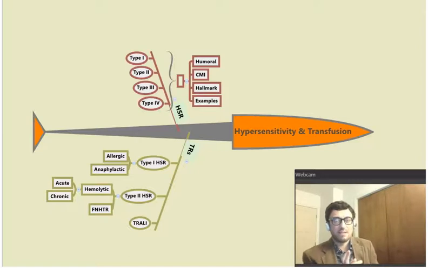And then the Arthus reaction, even though it is localized, the only localized example of type 3 hypersensitivity reaction is the Arthus reaction due to subdermal injection of an allergen.